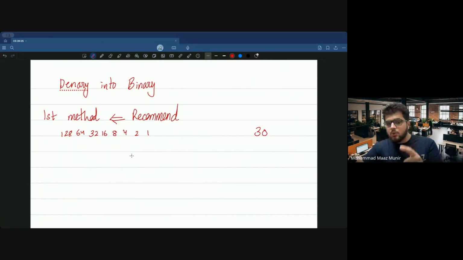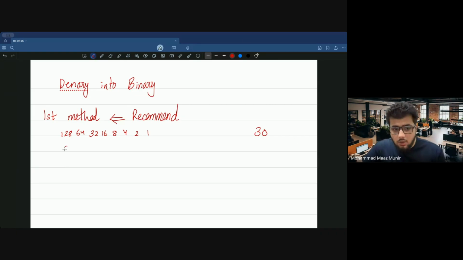Now, if you remember what we did yesterday, we just added the values where we had 1 and we ignored all the zeros. Now, if I want to find 30, I need to put 1 at the slots where the corresponding values add up to 30. Where should I be keeping the first 1? Moving from the most left side, should I be keeping 128 on? No. Why? Because 128 is way larger than 30.